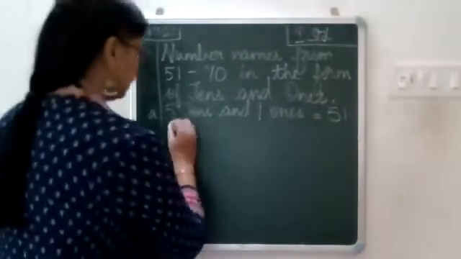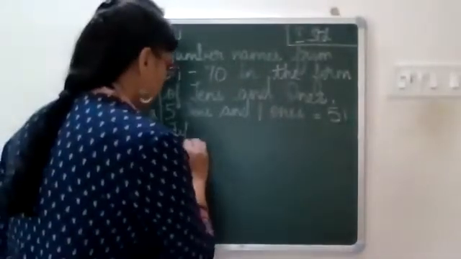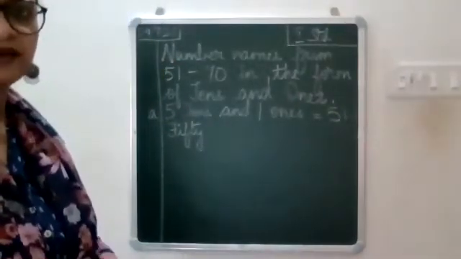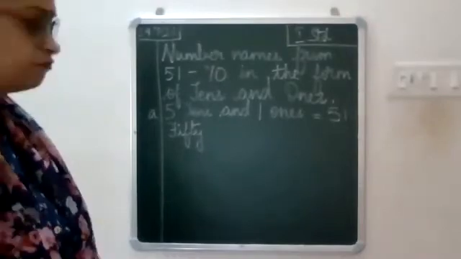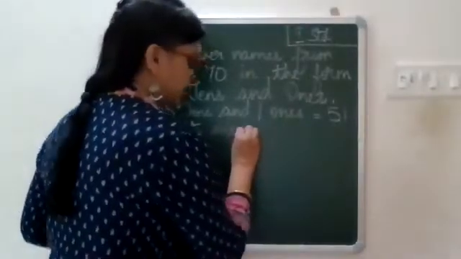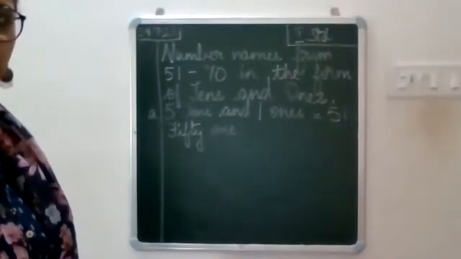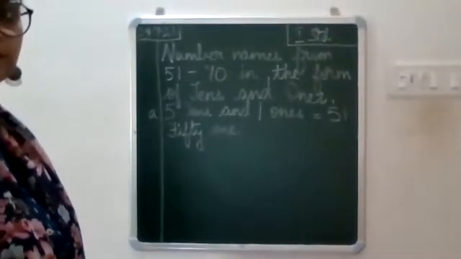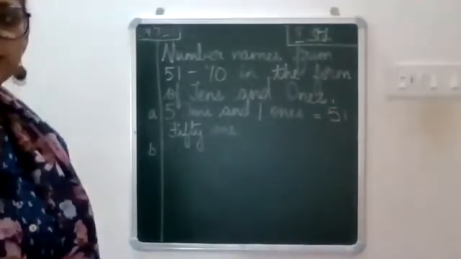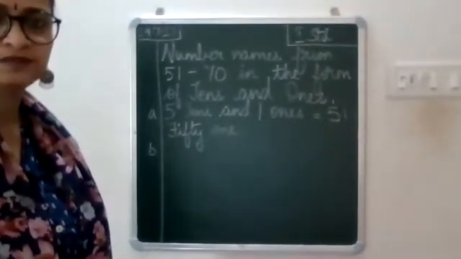Now leave a line, write down in words, capital F-I-F-T-Y, 50. Leave a finger space, write down ONE, 1, 51. Now leave a line, write B in the margin.